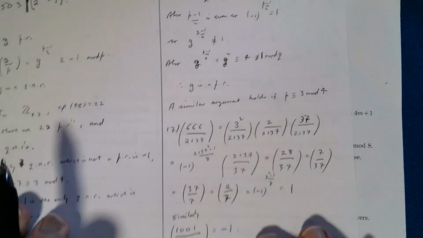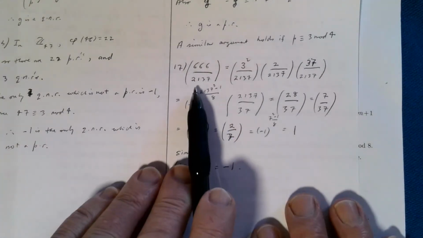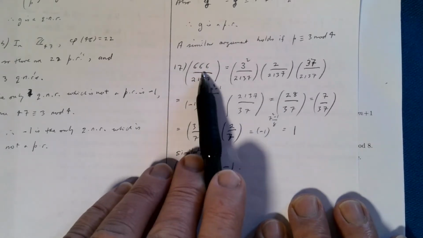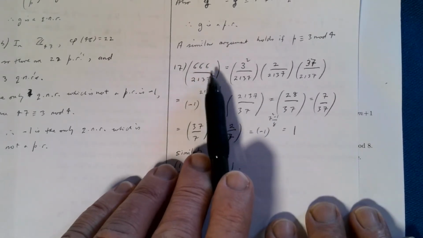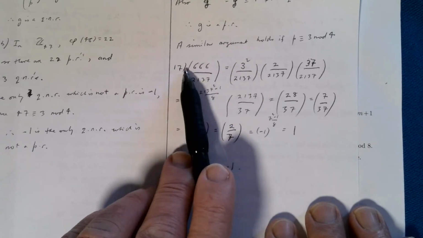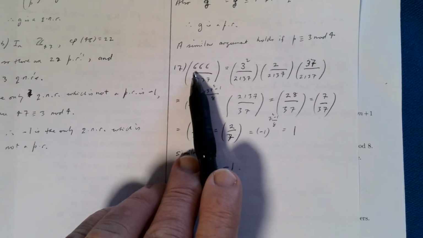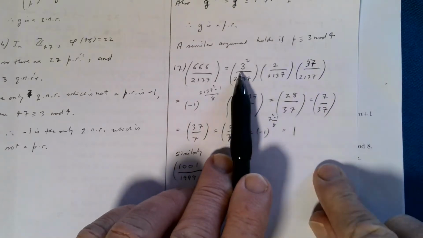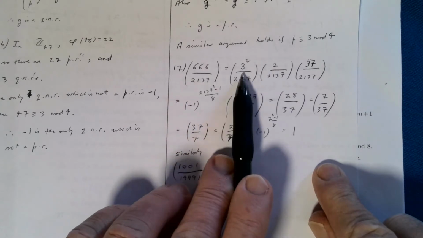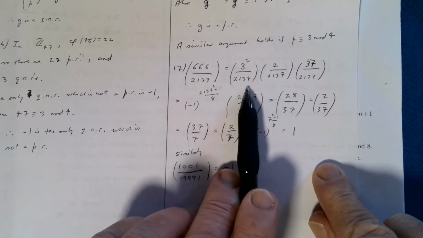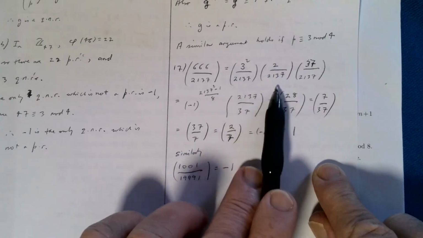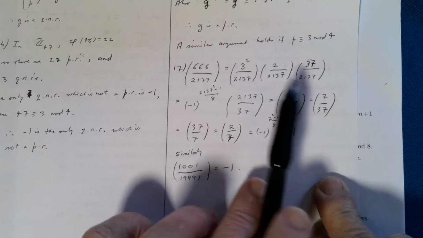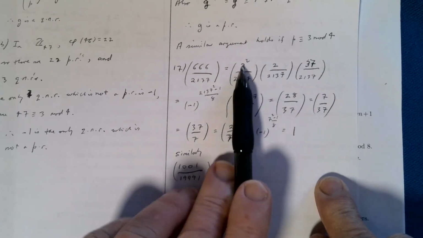So we're starting off with 666 over 2137, and of course the main technique of this is to factorise the top. We can factorise this as 6 times 111, and 6 is 3 times 37. So 111 is 3 times 37, so I can write this as 3 squared over 2137 times the Legendre symbol 2 over that times the Legendre symbol 37 over that. Now this is 1, of course, because 3 squared is a square.